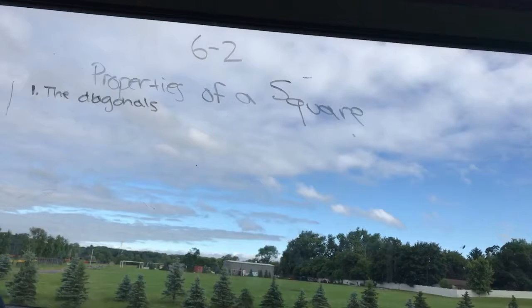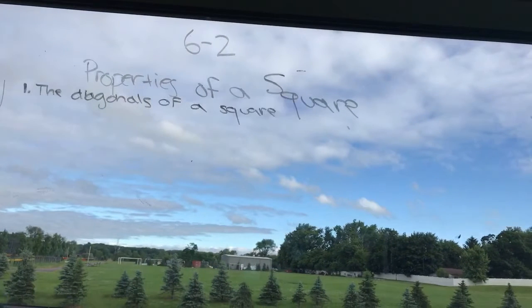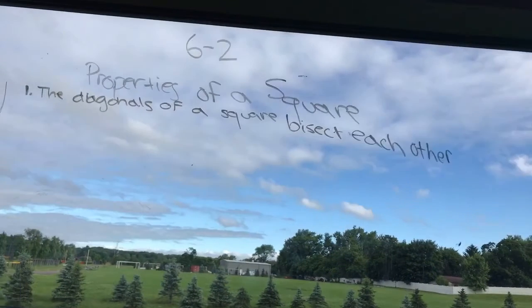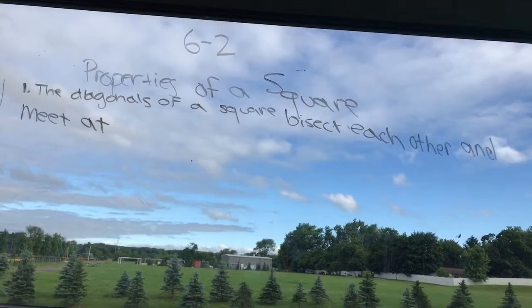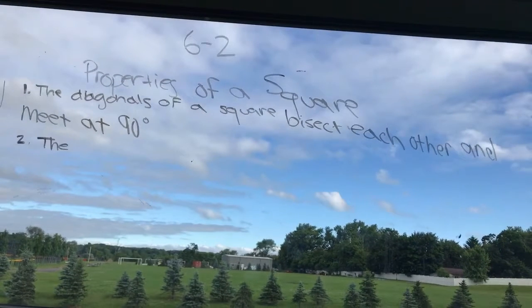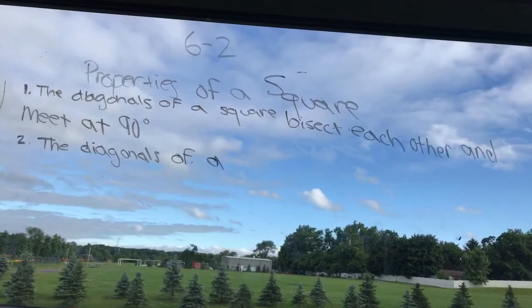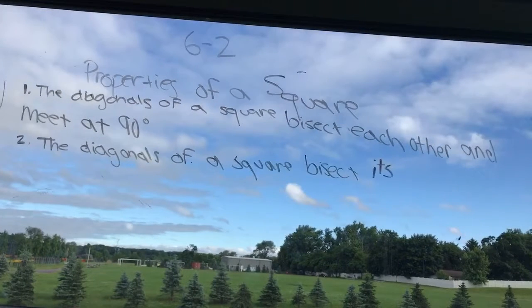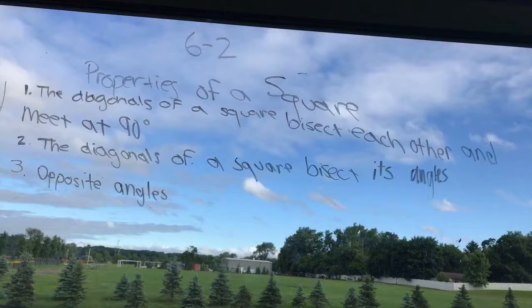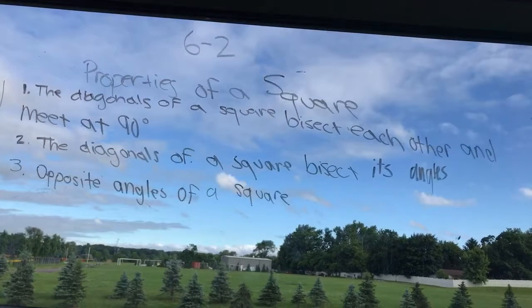Properties of a square. The diagonals of a square bisect each other and meet at 90 degrees. The diagonals of a square bisect its angles. Opposite sides of a square are both parallel and equal in length.